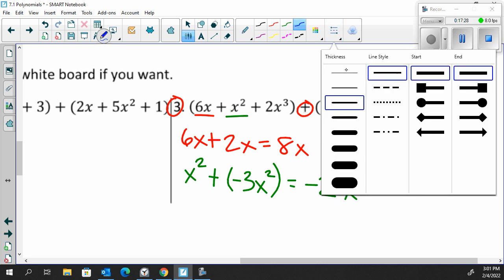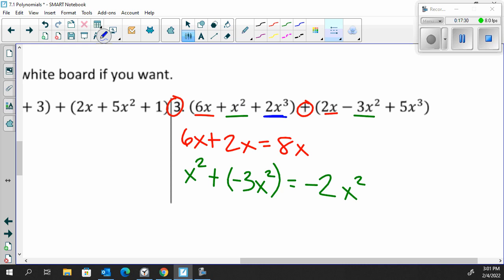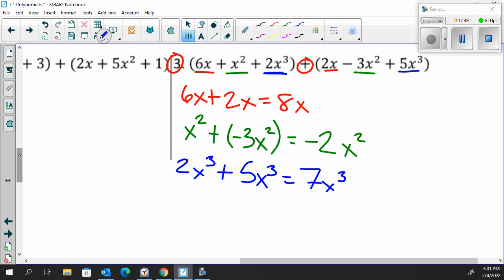So 2x cubed plus 5x cubed. What's that? 7x cubed. So have I done all my pieces? I did all the pieces, right? So we're good. So what does it look like in standard form?